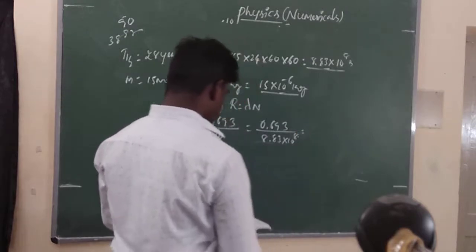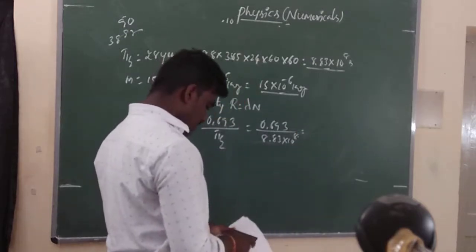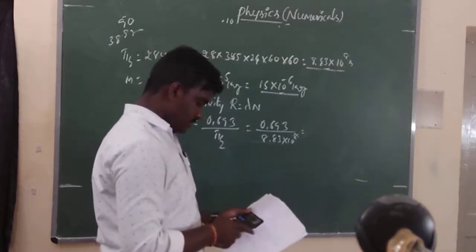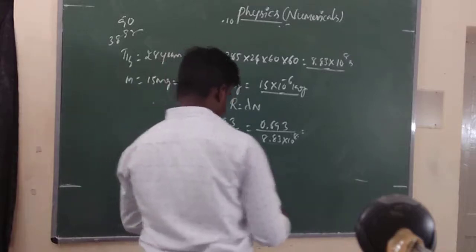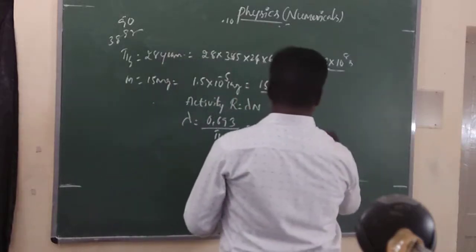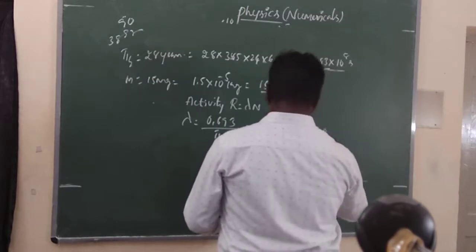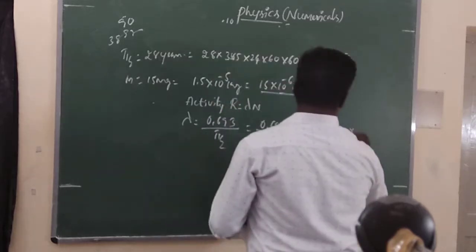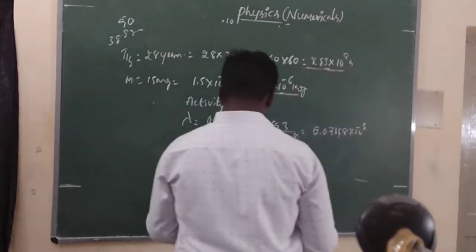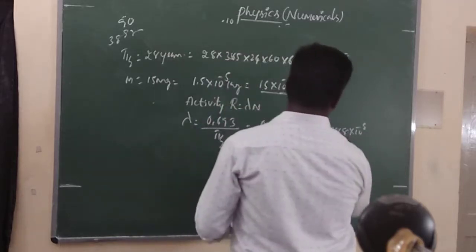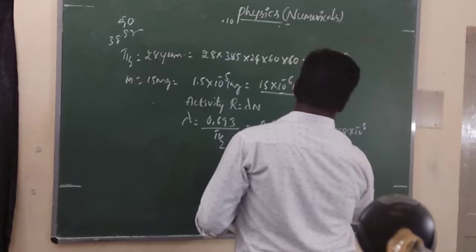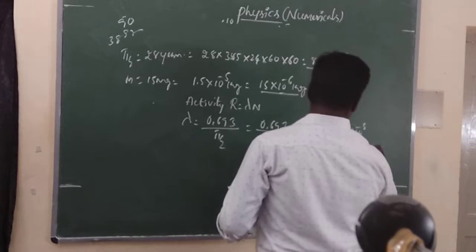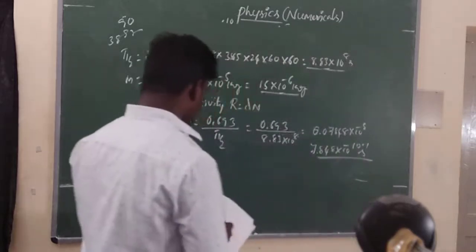Simplify that. 0.693 divided by 8.83 is equal to 0.07848 into 10 to the power of minus 8. We write it like this: 7.848 into 10 to the power of minus 10 per second. That is the lambda value.